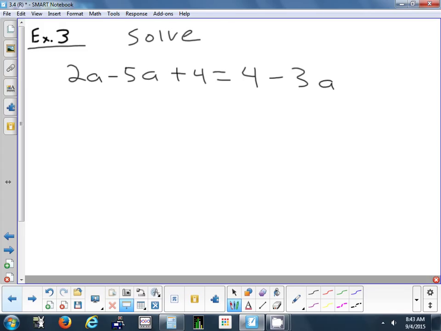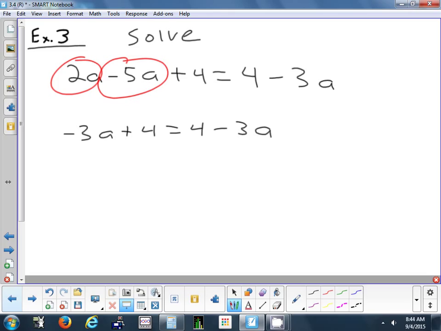2a and 5a. 2a and what? Negative 5a. Negative 5a. Okay, we're being picky about those signs, aren't we? 2a and negative 5a. All right, and I'll let you finish that up and then you're off the hook. All right, 2a, negative 5a. What do you get when you combine them? Negative 3. Negative 3, what goes with it? A. A, good.